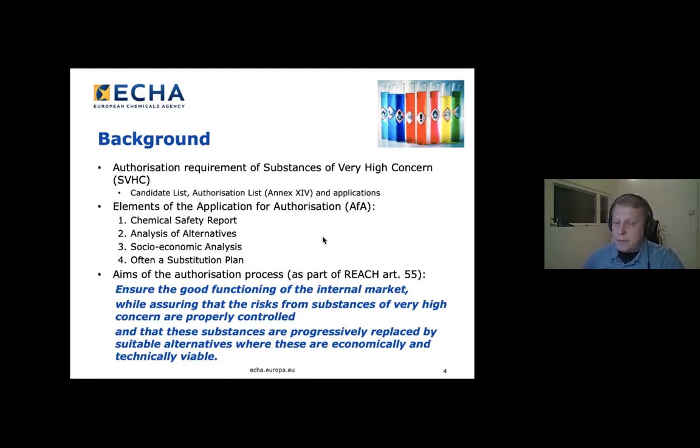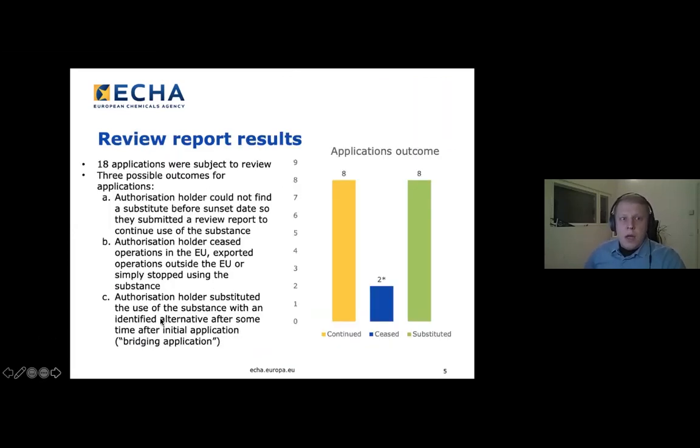And perhaps important to bring up again the aims of the authorization process as part of REACH. We're trying to ensure the good functioning of the internal market in the EU while assuring that the risks from the substances of very high concern are properly controlled and that these substances are removed or replaced by suitable alternatives where these are economically viable. I will move on to the results of our analysis.